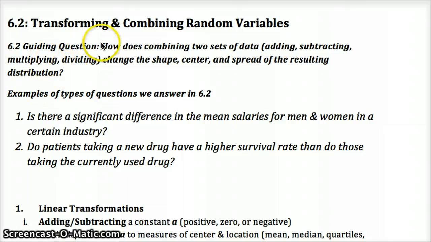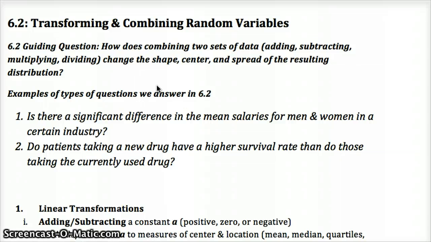We're going to look at transforming and combining random variables. What happens when we transform them by multiplying, dividing, adding, or subtracting, or also combining two sets. So look at this guiding question and think about this. How does combining the two sets of data by adding, subtracting, multiplying, dividing change the shape, center, and spread? And this will be the free response to focus on for the answer below.